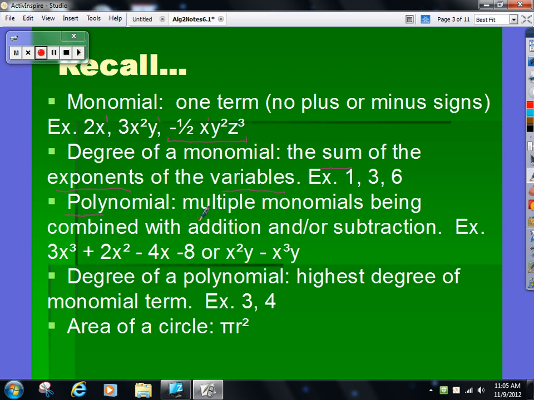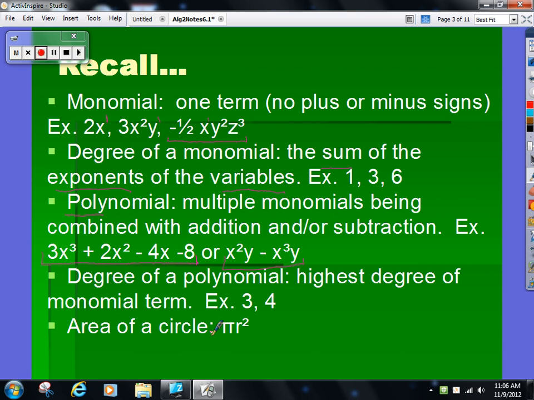Basically, a polynomial is multiple monomials, and we combine them. The way we combine them is with addition or subtraction. Polyatomic? Yes, that could be it. We use addition or subtraction. This is an example of a polynomial. You've seen these before. These are the types of things that you would type into your graphing calculator to graph. 3x squared plus 2x squared minus 4x minus 8. That is a polynomial. This polynomial consists of 1, 2, 3, 4 monomials. This is a polynomial as well. x squared y minus x cubed y, and that just has 2 monomials.